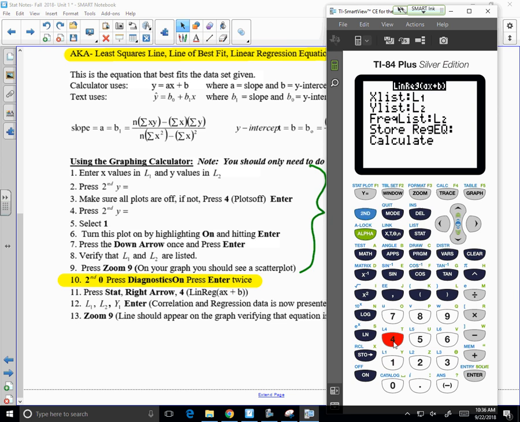L1 you get by hitting second 1. L2 you get by hitting second 2. And Y1, that's the fun one, on the 83s only. Vars, scroll over to Y vars, select function, and finally Y1. All right, so that's one of the things that the TI-84 does better than the TI-83.